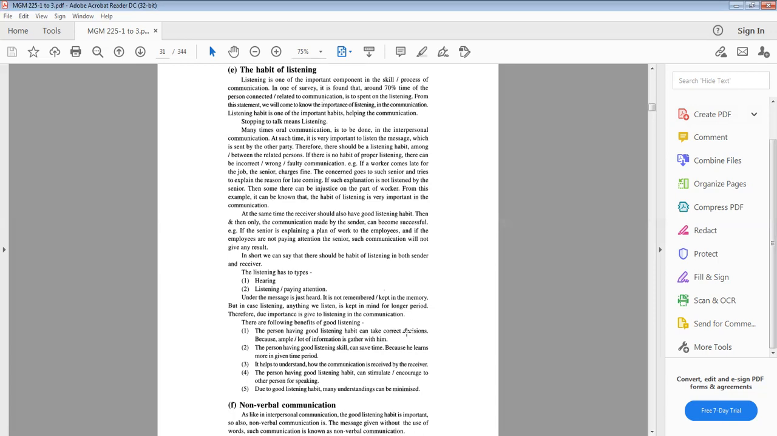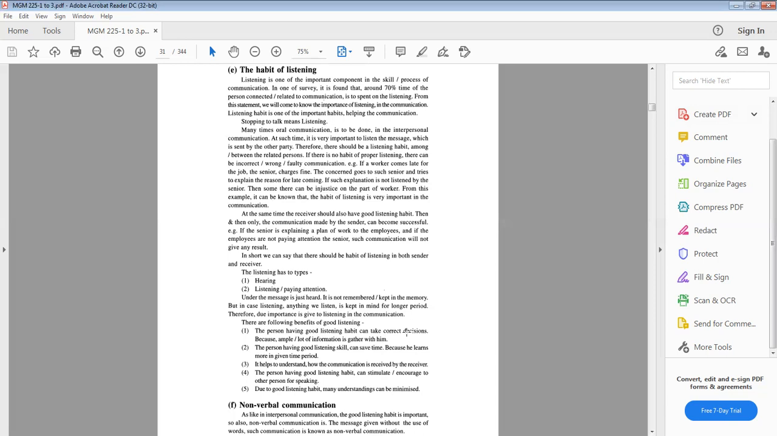Following are the benefits of good listening. The person having good listening habits can make correct decisions because ample information is gathered. The person having good listening skills can save time because he learns more in a given period of time. It helps to understand how communication is received by the receiver. The person with good listening habits can encourage other persons to speak. Due to good listening habits, misunderstandings can be minimized.